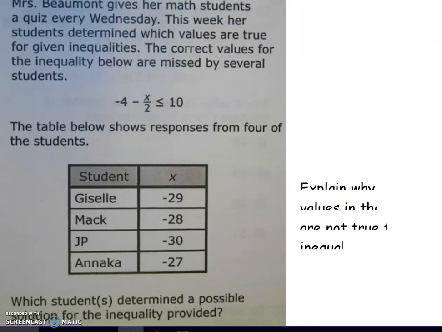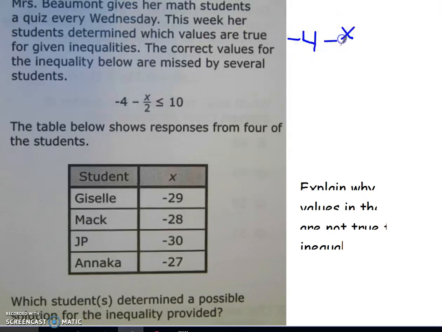Okay, on number 3, it says, Miss Beaumont gives her math students a quiz every Wednesday. This week, her students determine which values are true, given the inequalities. The correct value for the inequality below are missed by several students. So, we have this inequality.